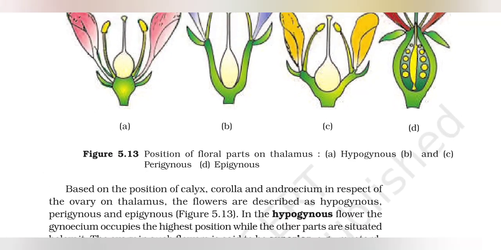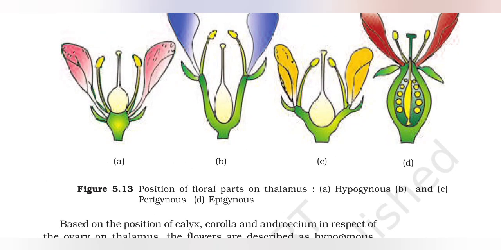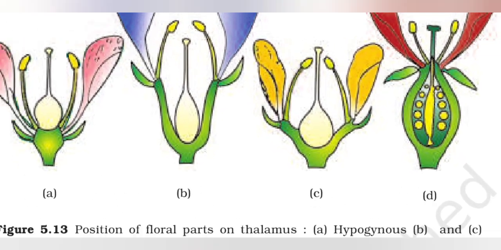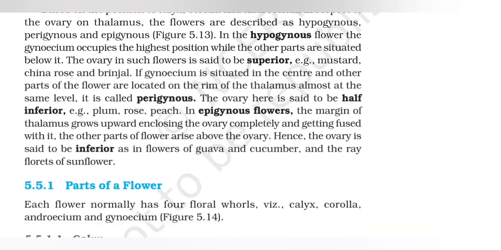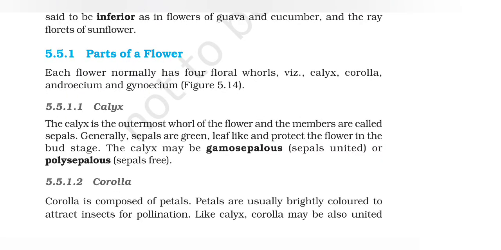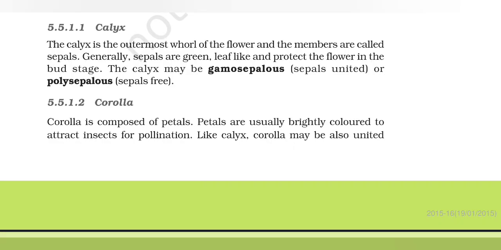These are the different positions of floral parts on thalamus. A is hypogynous, B and C perigynous, D is epigynous. Parts of a flower. Each flower normally has 4 floral whorls, that is calyx, corolla, androecium and gynoecium. Calyx. The calyx is the outermost whorl of the flower and the members are called sepals. Generally, sepals are green, leaf-like and protect the flower in the bud stage.